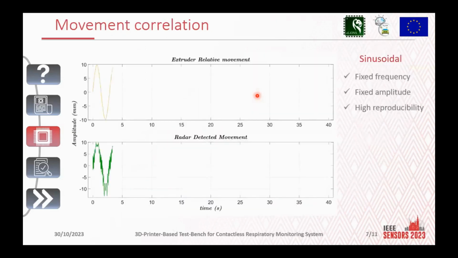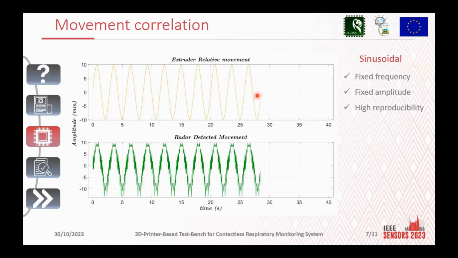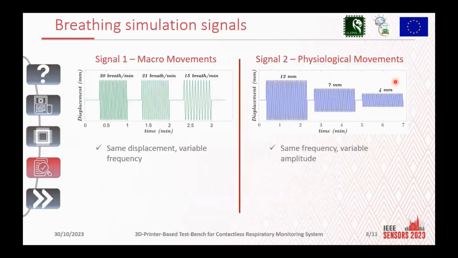This is an example of the simulated signal and what the radar detected. Probably yellow wasn't the best color for this presentation. As we can see, we have a high correlation between the two signals. For our simulations, we use sinusoidal movements because they are easier to reproduce. We can fix the frequency, we can fix the amplitude, and of course, they have a high reproducibility due to the periodic signal. And for that reason, we used 2 different types of signals.